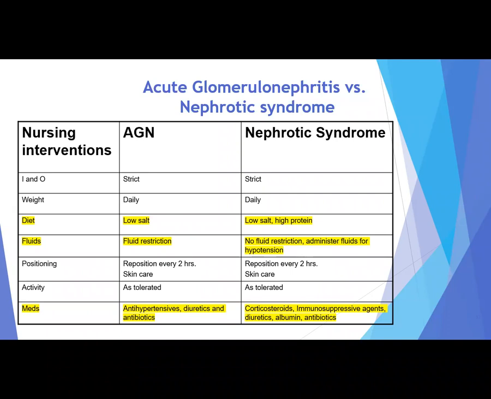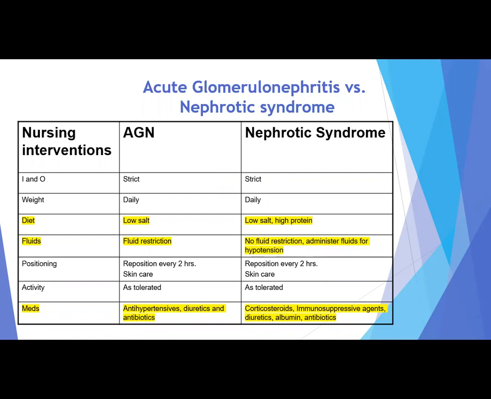Okay, medications is the last thing that we see different as far as our nursing interventions, because AGN is tied to hypertension. We may have to give some antihypertensives. We also give the diuretics and antibiotics because AGN is typically related to that strep infection, right? It's secondary. Okay, diuretics are also going to help us flush out that system, help us balance.